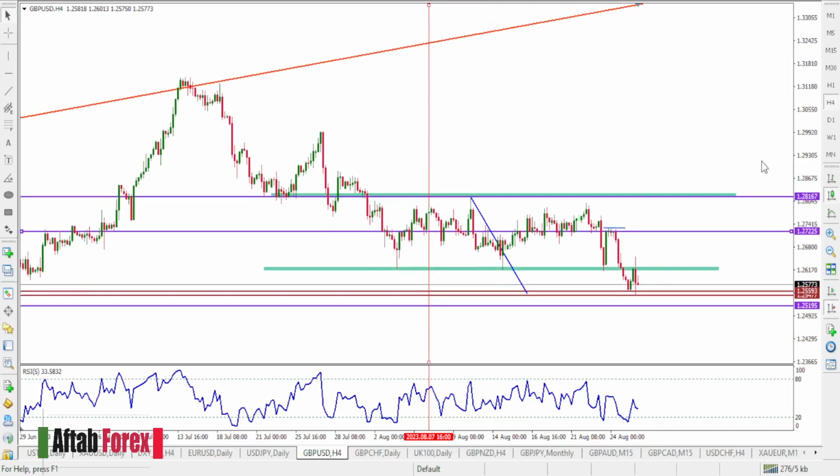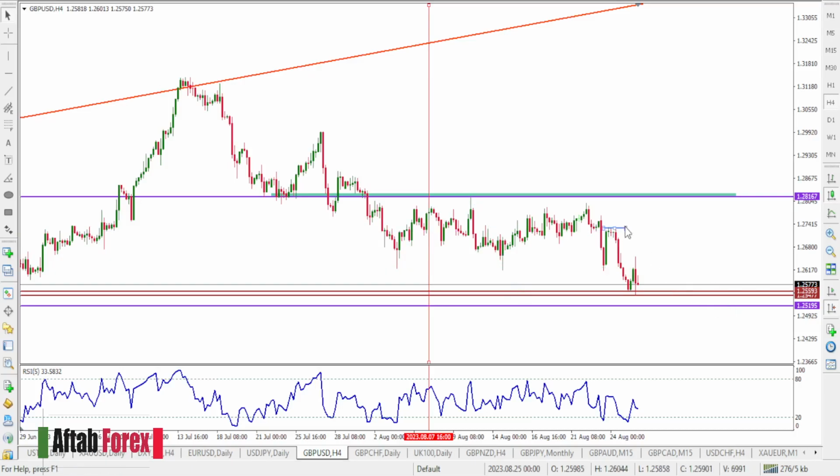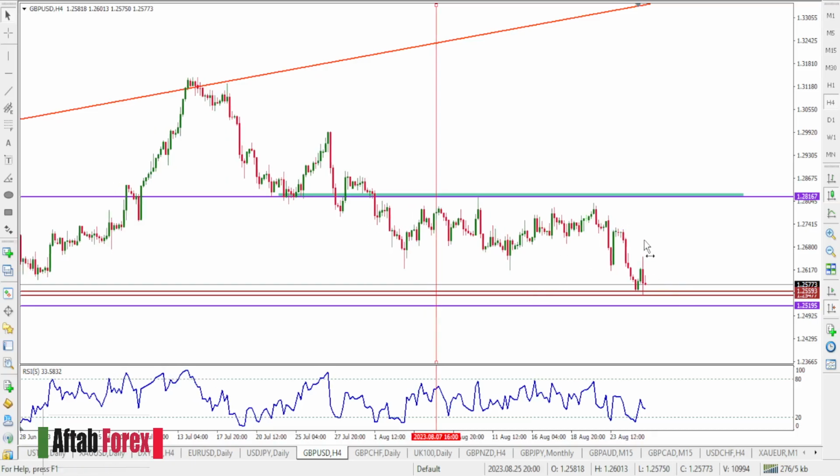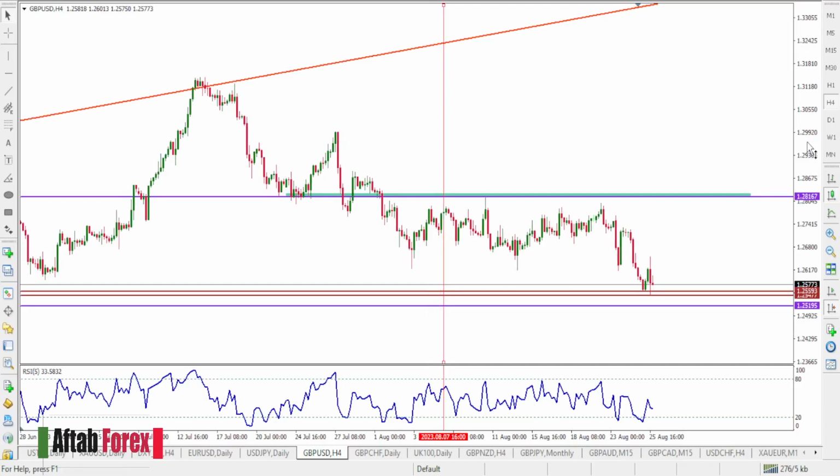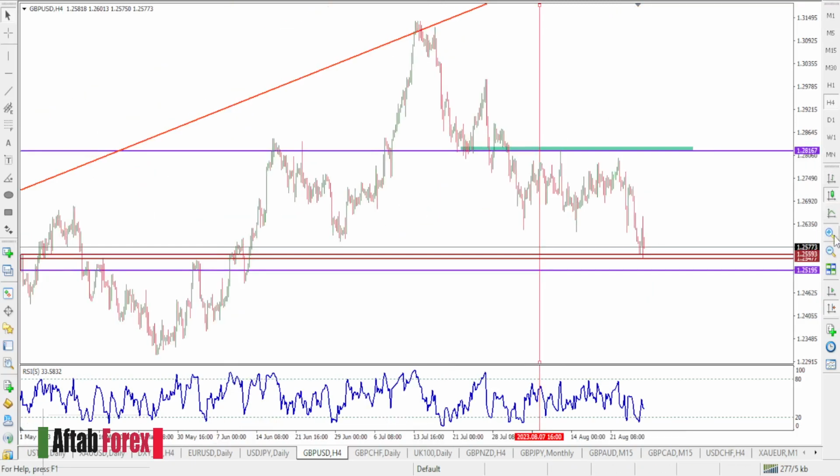But for now, if we just focus on the current market, and if I delete this one, and if I delete even this impulsive wave, since everything is completed on the H4 time frame of the pound dollar, which is a very good sign for fresh opportunities or for looking for some nice and decent trade opportunities that we can trade in the upcoming week.